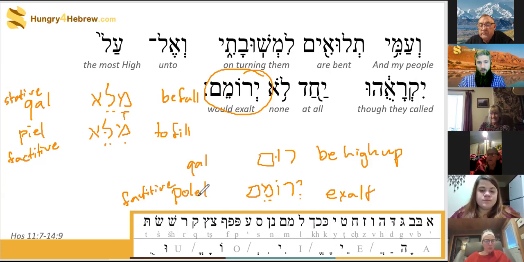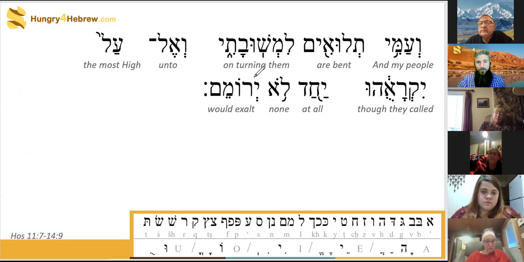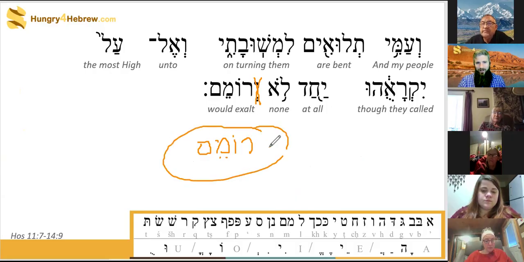By the way, since we're on the topic of polel and polal, if what I'm looking at here with the yeromem is the yiktol form, what does the katal form look like? This is going to be rich. Well, you just take off the yiktol prefix. Ramam. Romem. Hey, wait a second. What does this look like? It looks exactly like a kal participle. Like shomer.